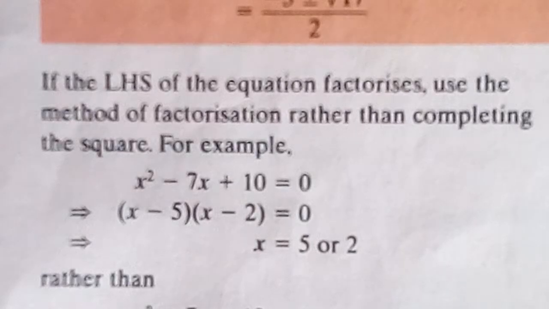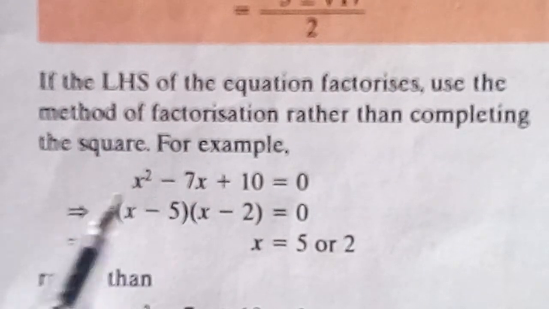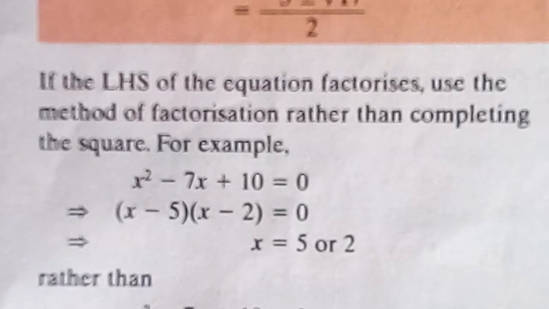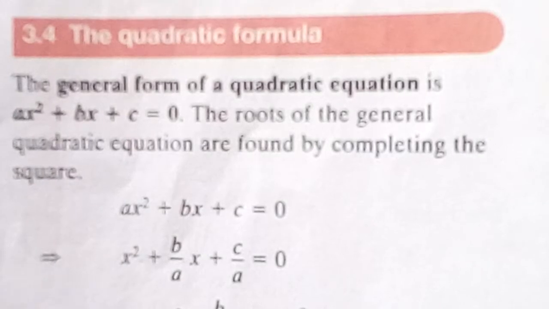It is better to use the factorization method if the left hand side can be factorized than using the complete the square method. Now let's check the formula method. Now this is the quadratic formula. Many people call it the almighty formula, but it's just simply the quadratic formula.